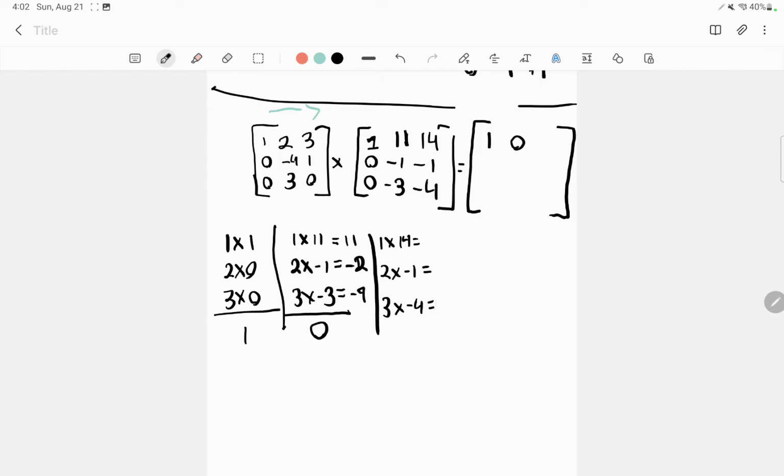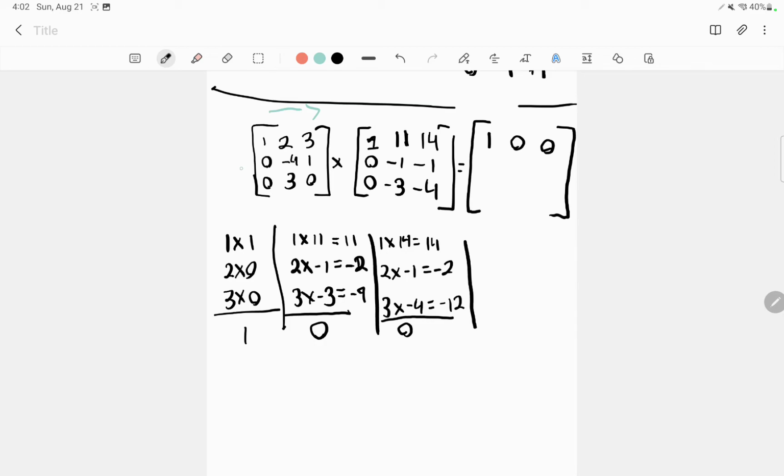So for this one, we're going to get 14. We're going to get negative 2. And we're going to get negative 12. So if I add those two on the bottom, that's negative 14. And 14, that's equal to 0. So far, so good. Right? It might still be an inverse. We have to check every single one, though.